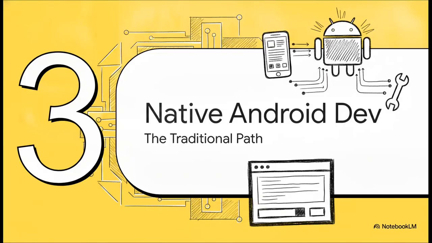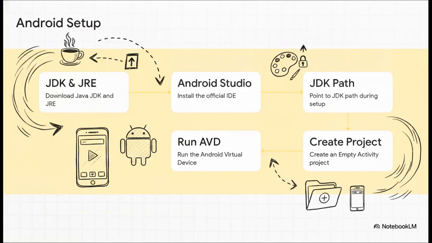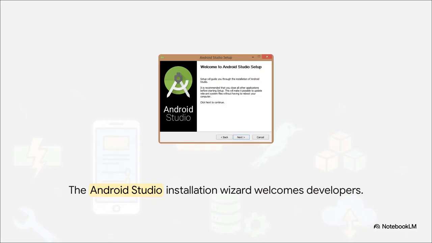And that brings us to part 3, native Android development, the traditional path. To interact with all those underlying layers natively, well, we need the right tools. Setting up your environment essentially builds your personal command center. You're going to start by grabbing the Java JDK and JRE, then install the official IDE, Android Studio. Once you create an empty activity project, you'll fire up an Android virtual device. And this is super cool. It literally emulates a real smartphone right there on your computer screen. Android Studio is basically your ultimate gateway into the native ecosystem.